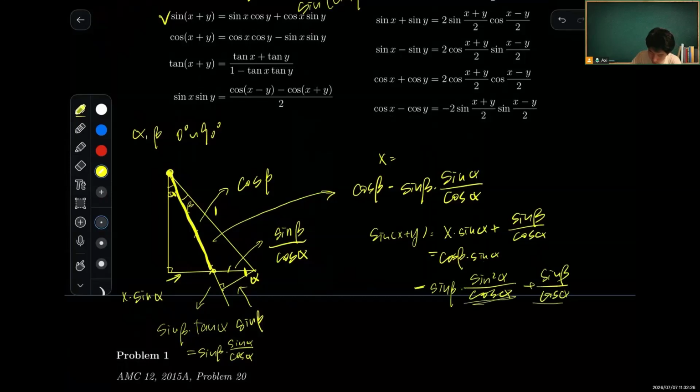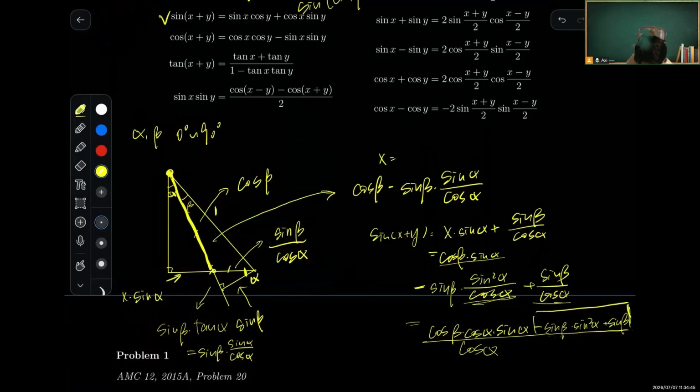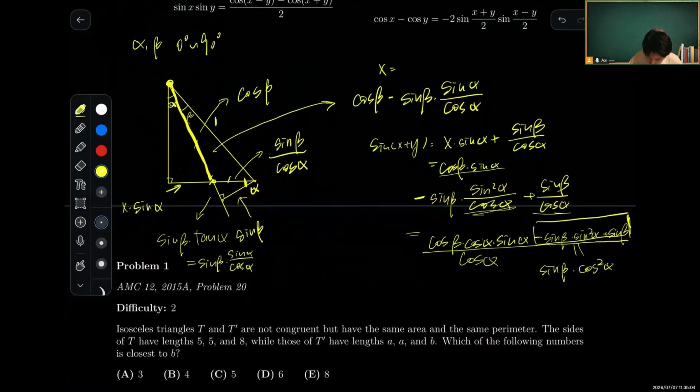And now since these terms have a cosine of alpha, let's multiply this term by cosine of alpha as well. So we have cosine of alpha multiplied by sine of alpha minus sine of beta times sine squared of alpha plus sine beta. Now, this part is in fact simply equal to sine of beta times cosine squared of alpha, right? Because cosine squared of alpha is equal to 1 minus sine squared of alpha. And then we can cancel off the cosine alpha here to gain that this length is simply cosine beta times sine alpha plus sine beta times cosine alpha.